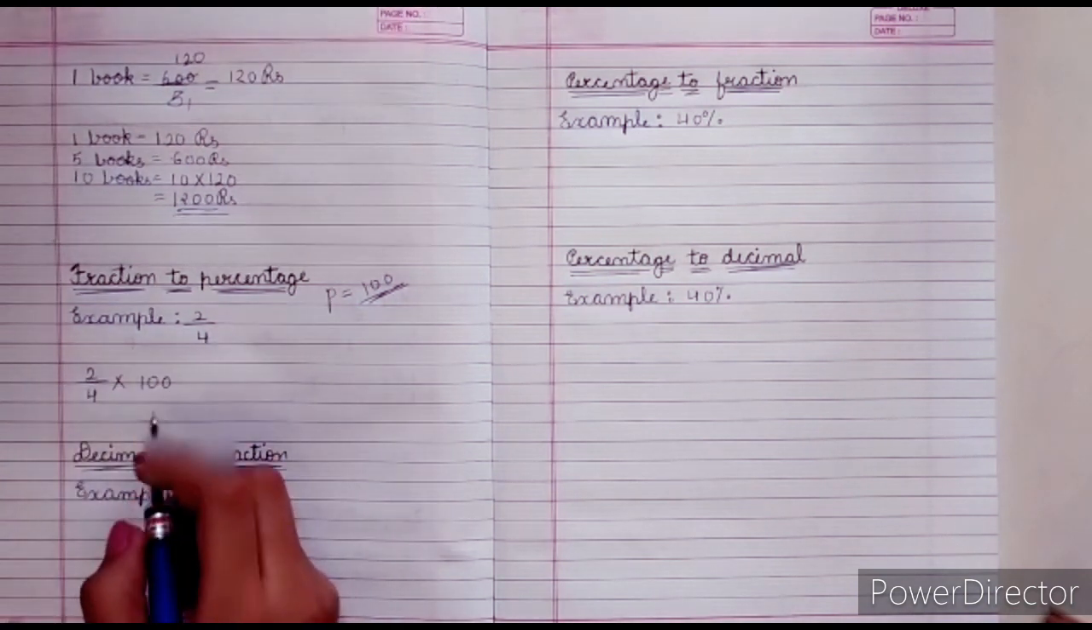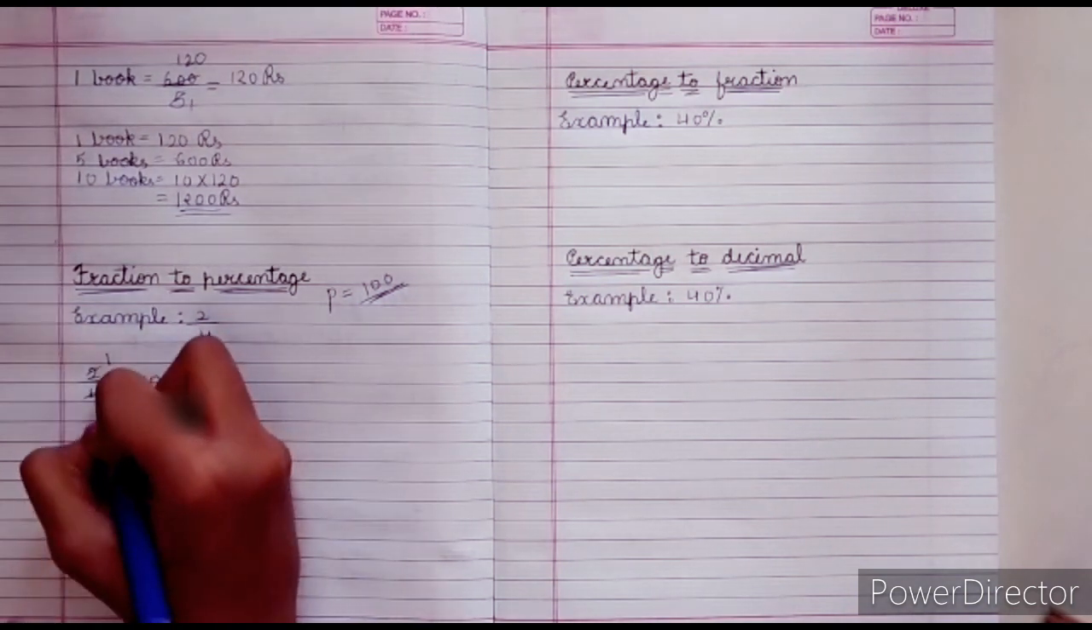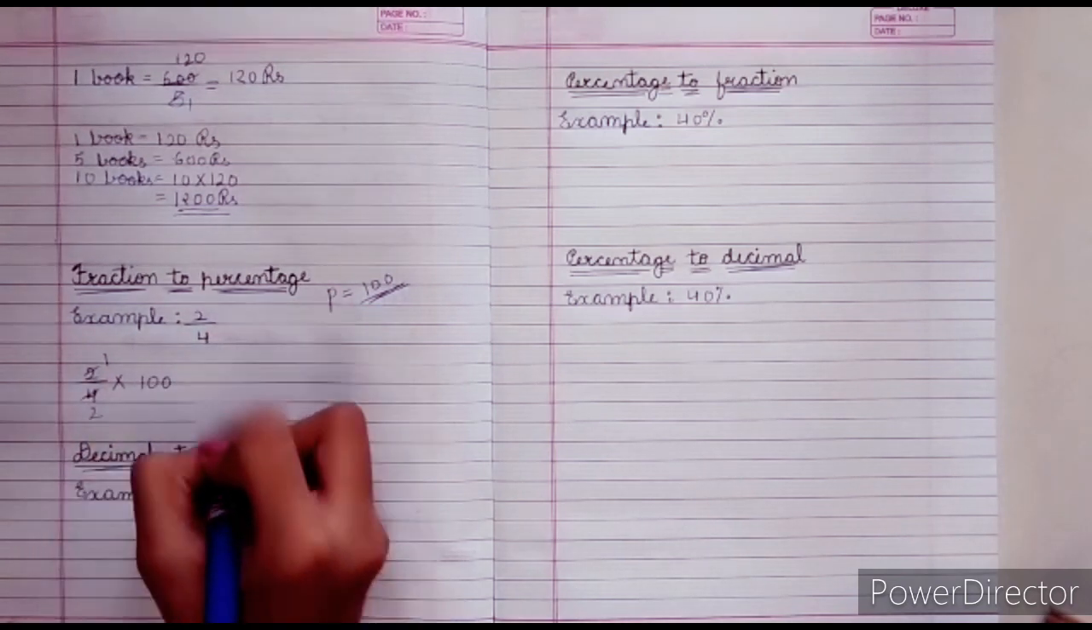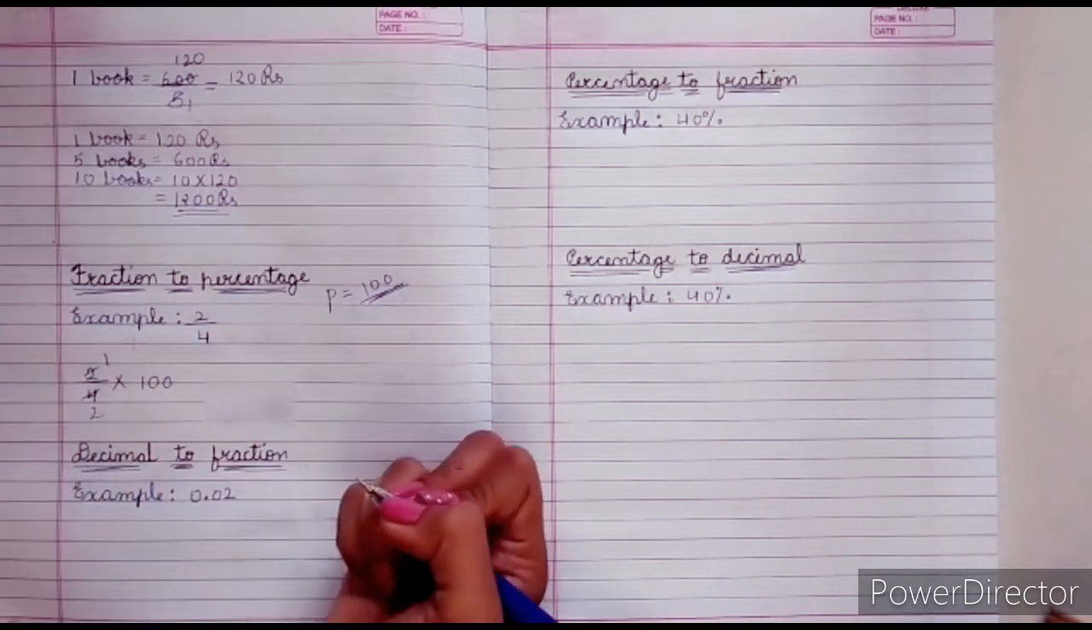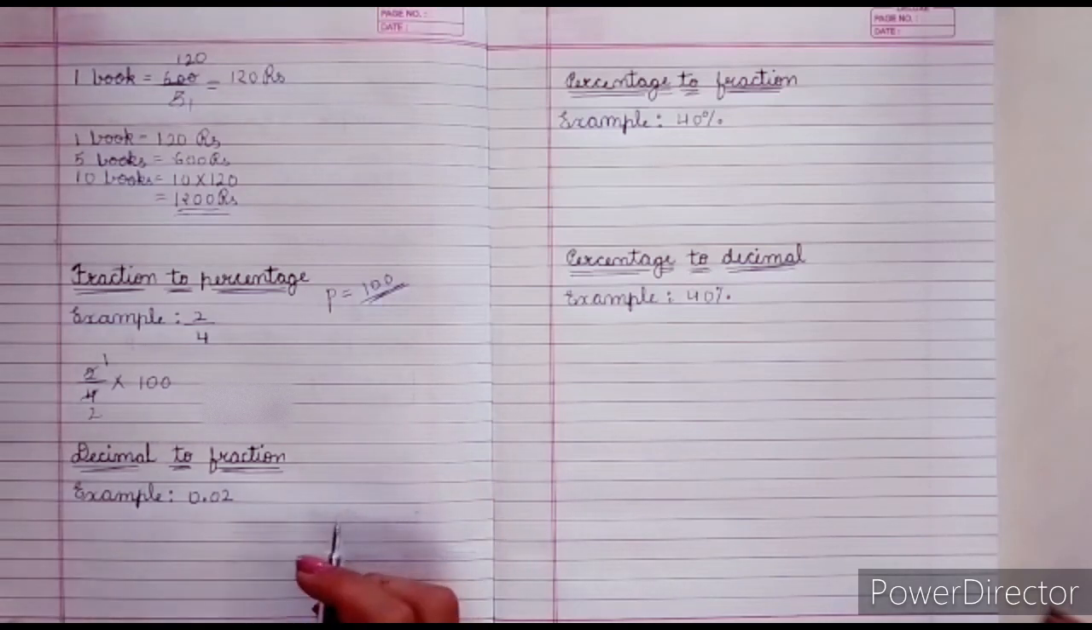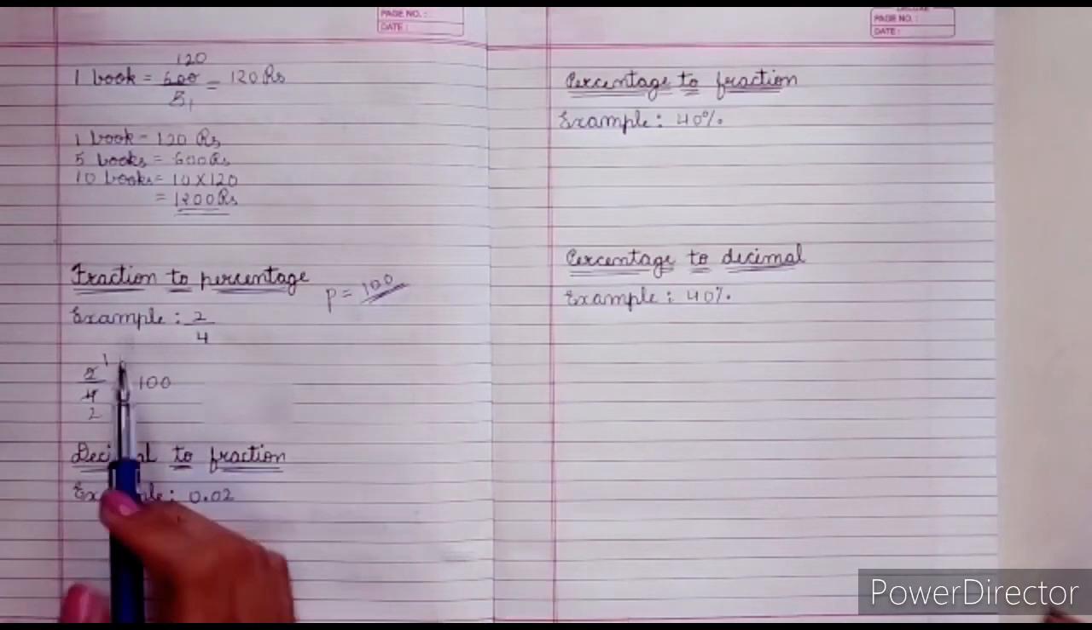Now 2 and 4 get cut out. So we'll cut them: 2 ones are 2 and 2 twos are 4. Now we multiply 2 and 100, we get 200%. So we get 200% as our answer.